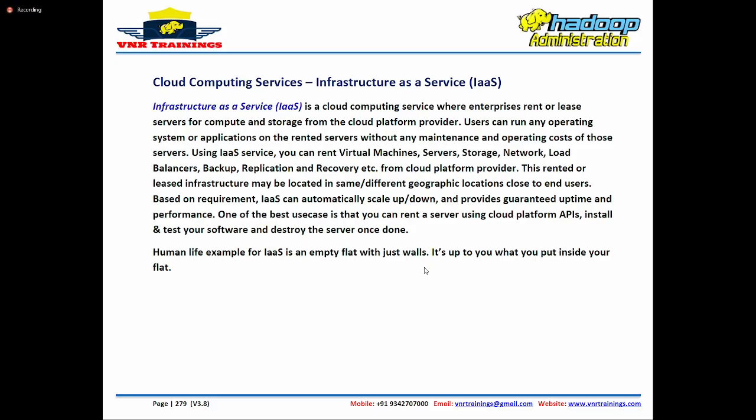Based on the requirement, IaaS can automatically scale up or down and provide guaranteed uptime and performance. This is one of the advantages of cloud. Based on your requirement, the infrastructure can scale up or scale down. If you want more VMs, they'll provide more VMs. If you want fewer VMs, they will reduce the VMs. At the end of the day, it depends on how you define your auto scaling rules. Based on that, the cloud platform will provide the resources.